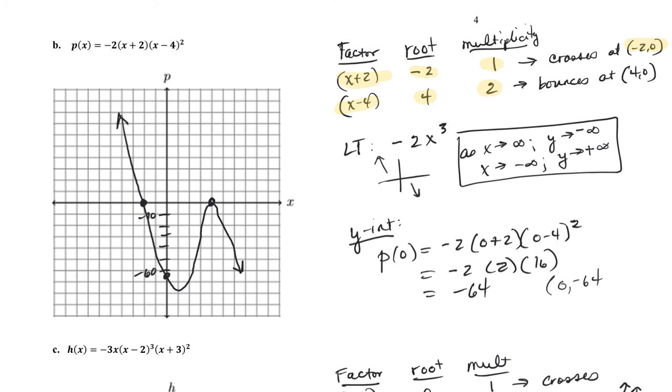So even multiplicity tells me it bounces. It's going to touch the x-axis and then come back up in the same direction, and that'll happen at 4, 0. Since the leading term is -2x cubed, it'll behave like a cubic that's been reflected over the x-axis. And so as x approaches infinity, y approaches -infinity, and as x approaches -infinity, y, of course, approaches positive infinity. Finally, for the y-intercept, you'll evaluate p of 0, and you'll get the point 0, -64.